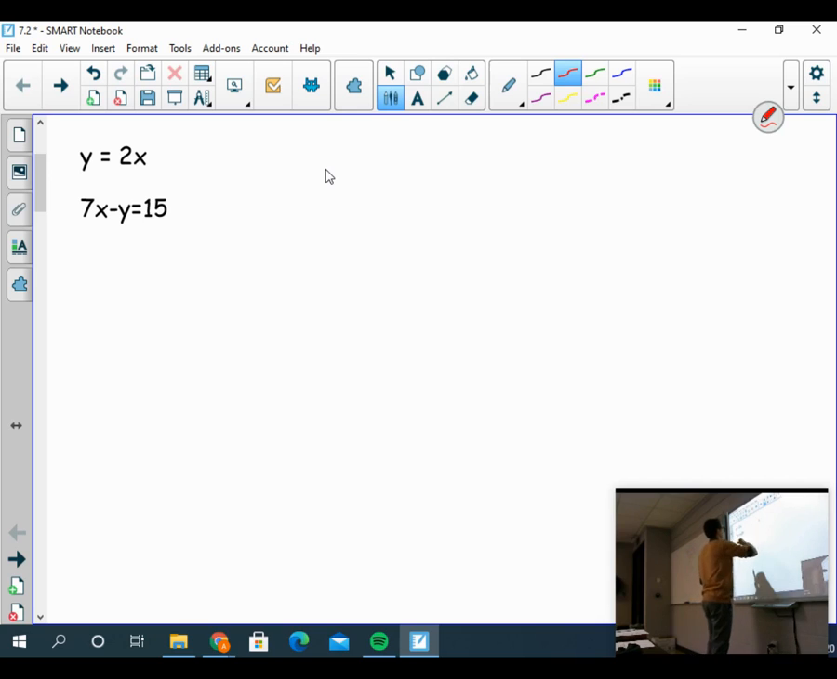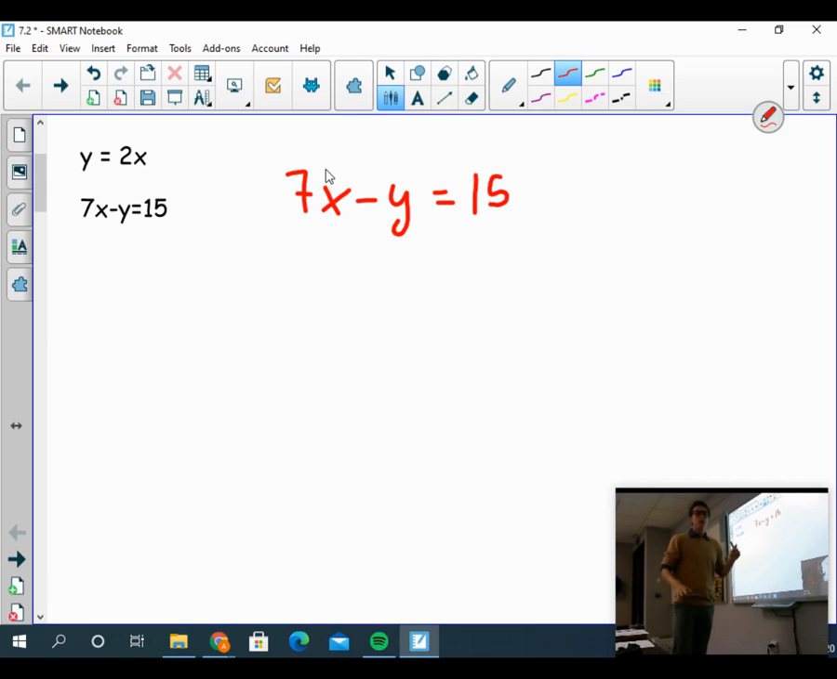I have 7x minus y equals 15. But I am unable to move the variables around to figure out what they equal. I'm always going to have two different variables. My goal here is to get the equation in one variable, right? I want to only work with x's or only work with y's, figure out what that variable is, then I can find the other. So how am I going to do that? Well, I can't do much here, but I notice that in my other equation, y equals 2x.